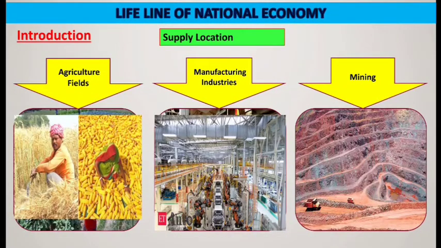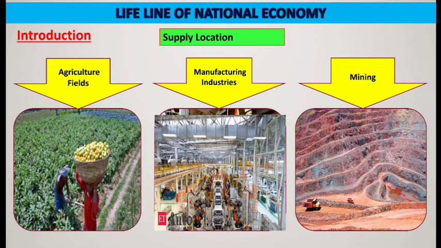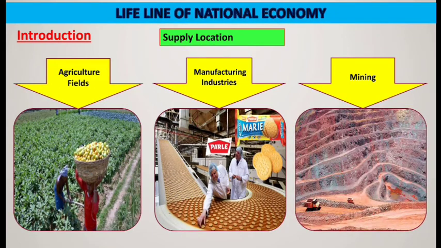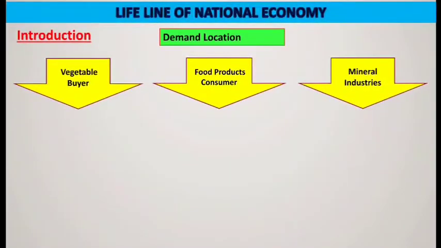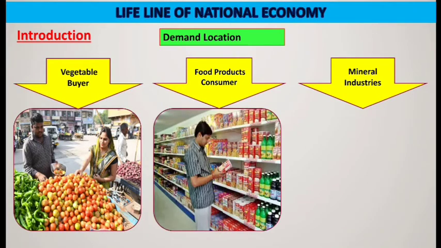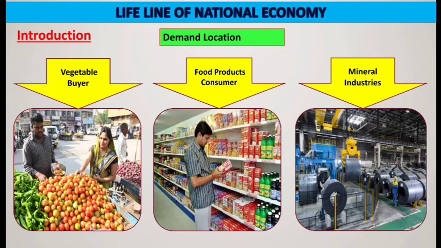We use different materials and services in our daily life. Some of these are available in our immediate surroundings, while other requirements are met by bringing things from other places. Let's take some examples for understanding the demand locations and supply locations. Agriculture fields, manufacturing industries, mining: these are examples of supply locations, meaning the place of production. Now we'll discuss the demand locations. Vegetable buyer, food products consumer, mineral industries: these are the demand locations, meaning the place of consumers.